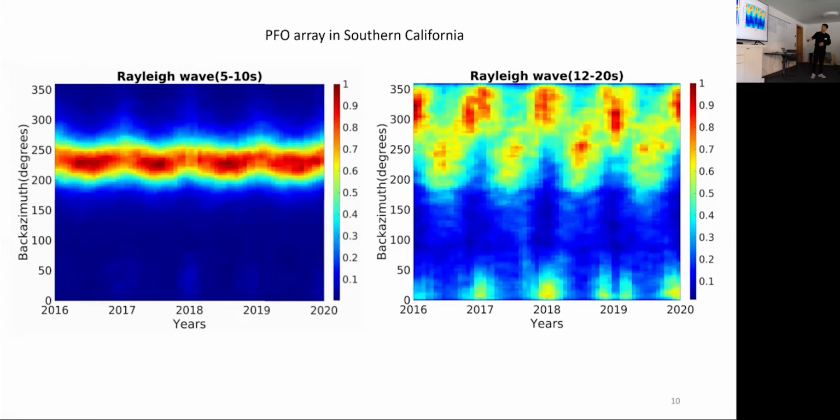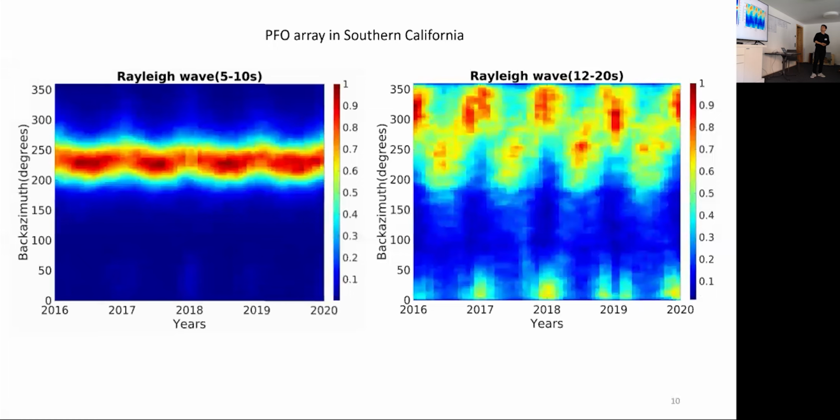In the winter, you can see it mainly comes from 300 to 350 degrees, from the north part of the Atlantic Ocean and Pacific Ocean, and also 45 degrees, mainly from the north part of the Atlantic Ocean. And in the summer, it mainly comes from the southwest direction. This is because of the different mechanisms.